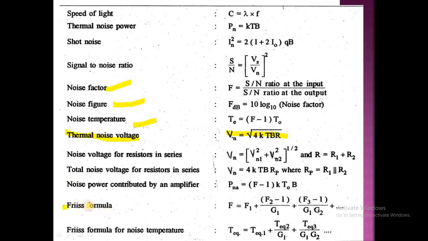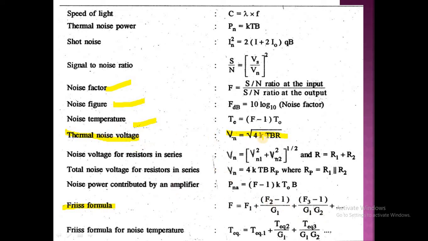And what is the Friis transmission formula? This formula is especially used in case of antennas. Friis formula equals F1 plus (F2 minus 1) by G1, plus (F3 minus 1) by G1 G2, and so on. G1, G2, all these are the gains only.